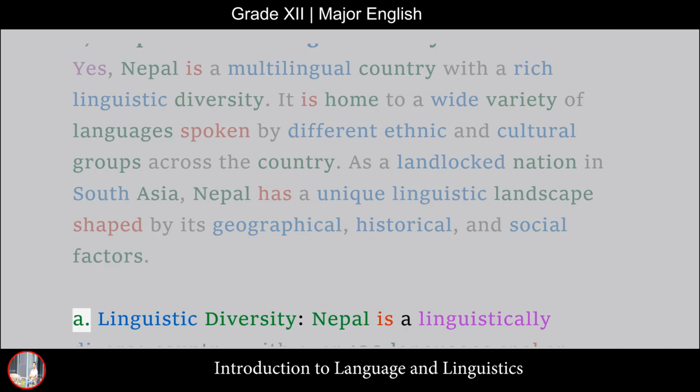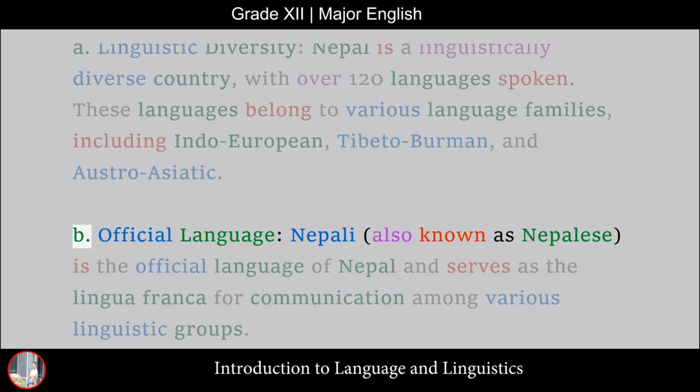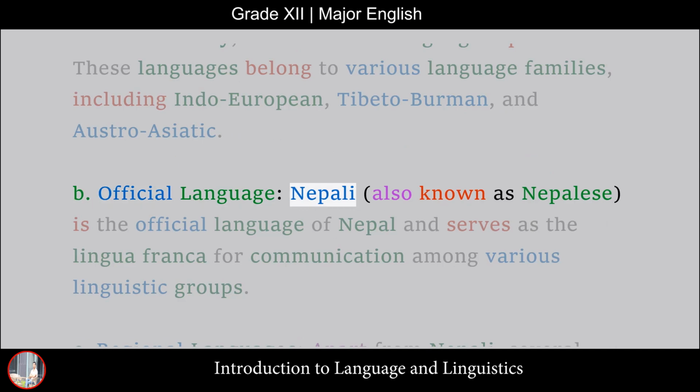Linguistic diversity. Nepal is a linguistically diverse country, with over 120 languages spoken. These languages belong to various language families, including Indo-European, Tibeto-Burman, and Austroasiatic. Official language. Nepali, also known as Nepalese, is the official language of Nepal and serves as the lingua franca for communication among various linguistic groups.